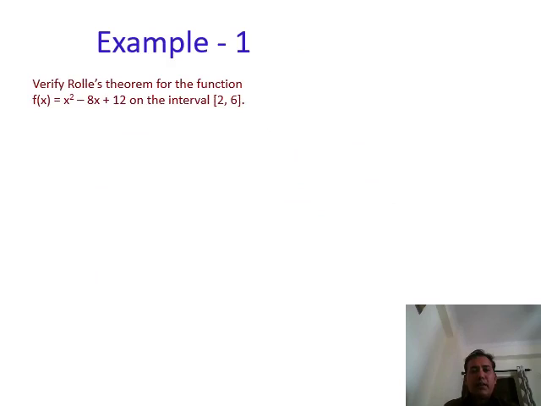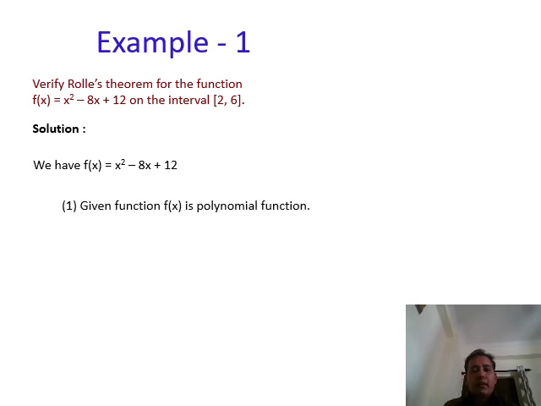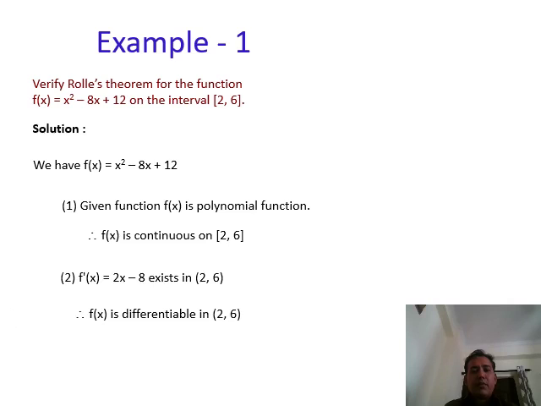Example. Verify Rolle's theorem for the function f(x) equal to x² minus 8x plus 12 on the interval [2, 6]. Solution. We have f(x) equal to x² minus 8x plus 12. The given function f(x) is a polynomial function. Therefore, f(x) is continuous on [2, 6]. And we know that its derivative is 2x minus 8, which exists in (2, 6). Therefore, f(x) is differentiable in (2, 6).